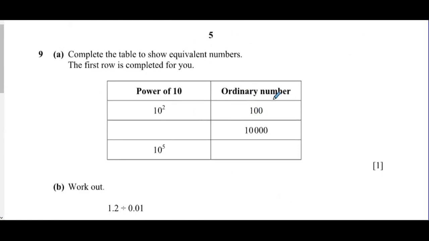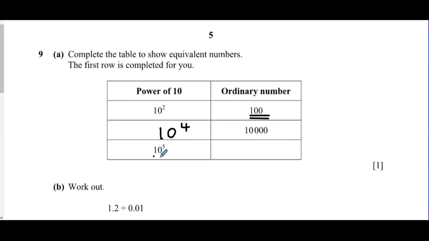We have the ordinary number 100, but how many zeros are there? We have 1, 2 zeros, and that will mean 10 to the power of 2. So go ahead filling this. This ordinary number, 10,000. How many zeros are there? We have 1, 2, 3, 4. So go ahead writing 10 to the power of 4.